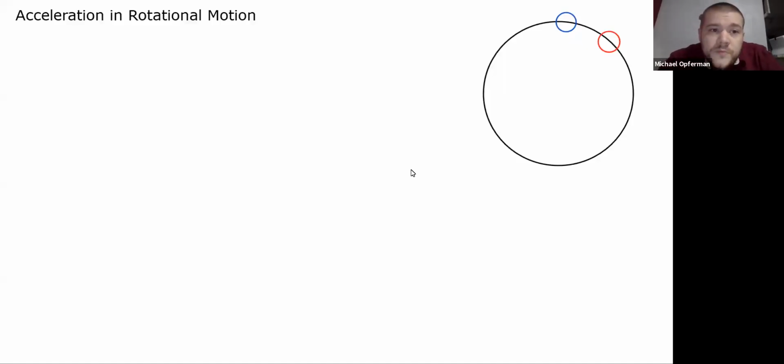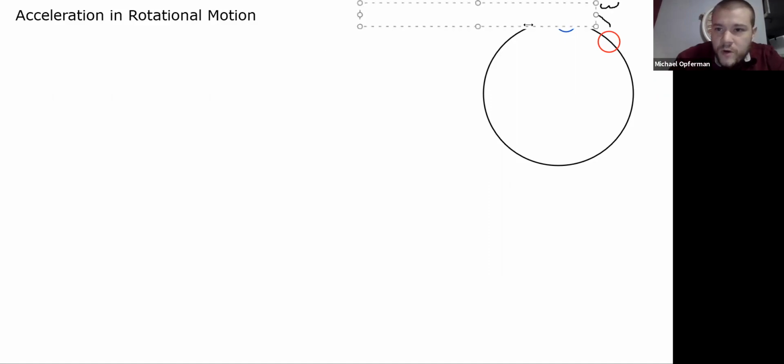So in this video, let's talk a little bit more about acceleration and what acceleration means when something is moving in circular motion. Imagine here we have an object in circular motion over in the top right corner. At some earlier time, it's in the red location, and at some later time, it's in the blue location. So in other words, it has an angular velocity, which is counterclockwise, going counterclockwise around the circle.